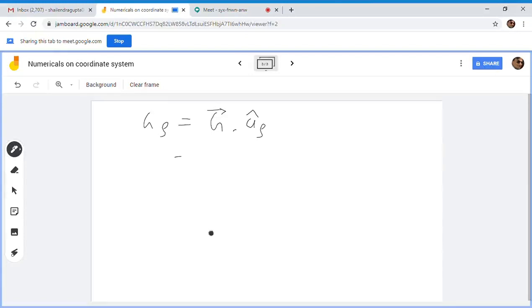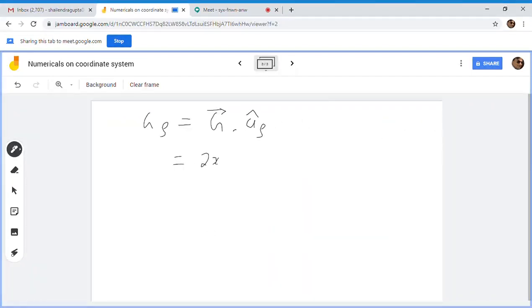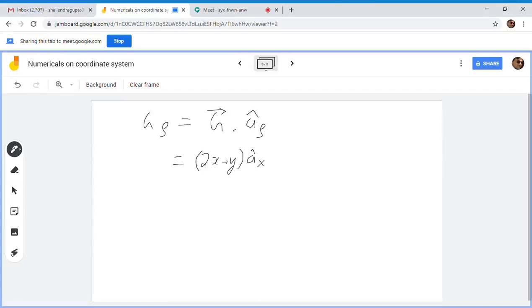So this G we will put in the xyz coordinate system. Here G is given as (2x + y) into a_x, the unit vector a_x, minus (y minus 4x) a_y. This is it. So we can take the dot product with the a rho component.